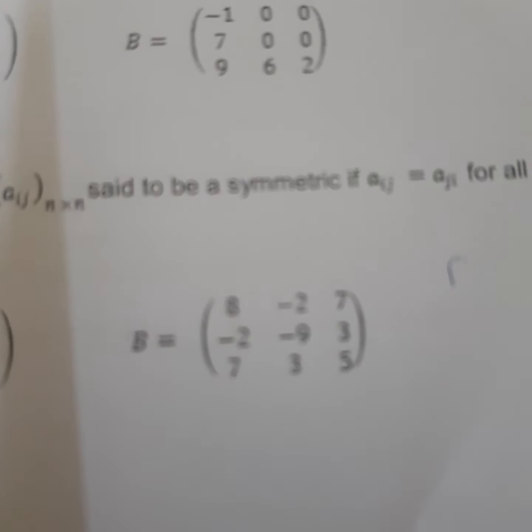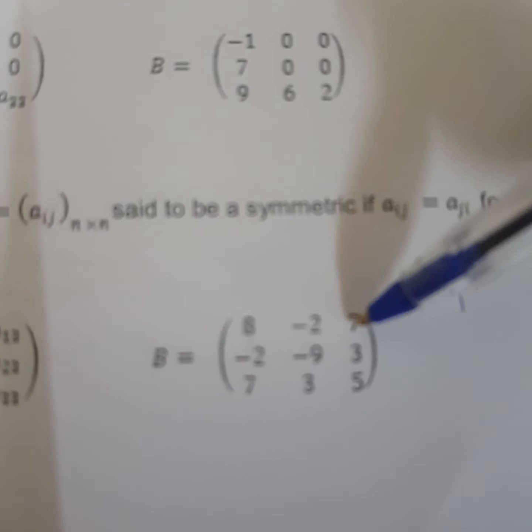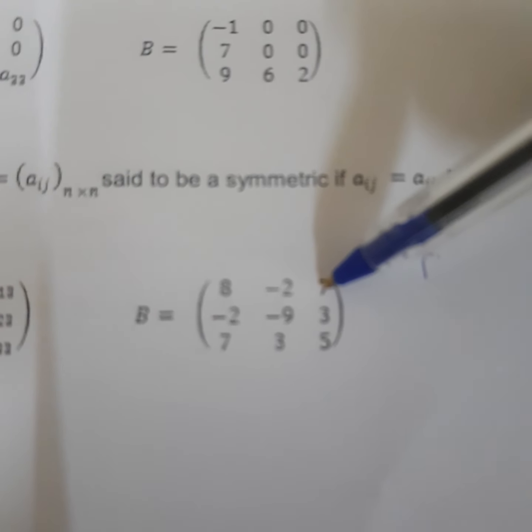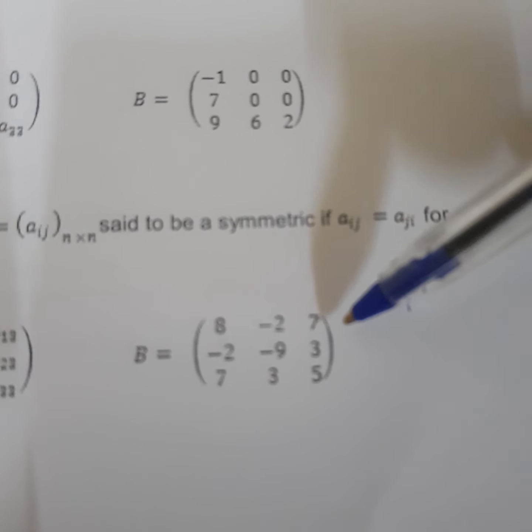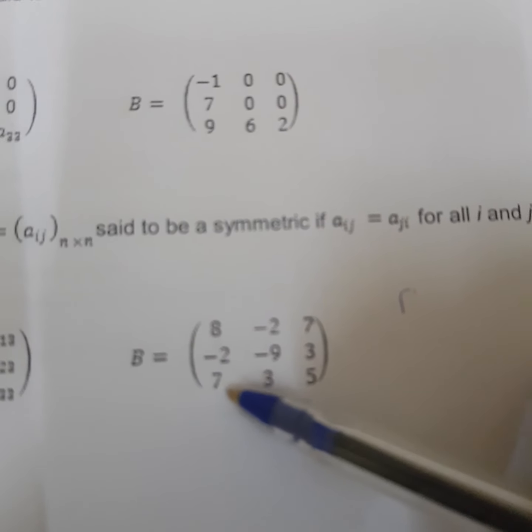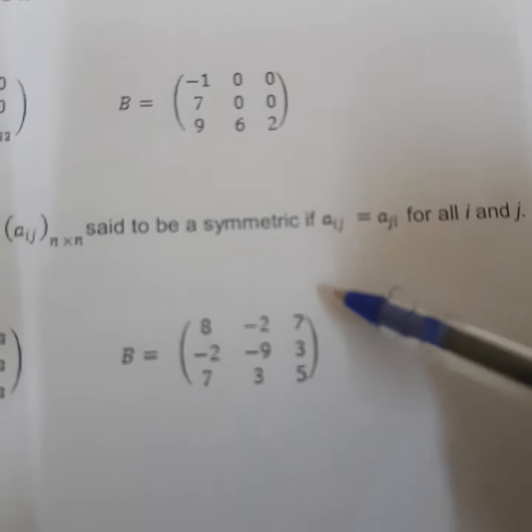So let's look at it. Here, let's use this matrix. You see that this is 7, and this is also 7.